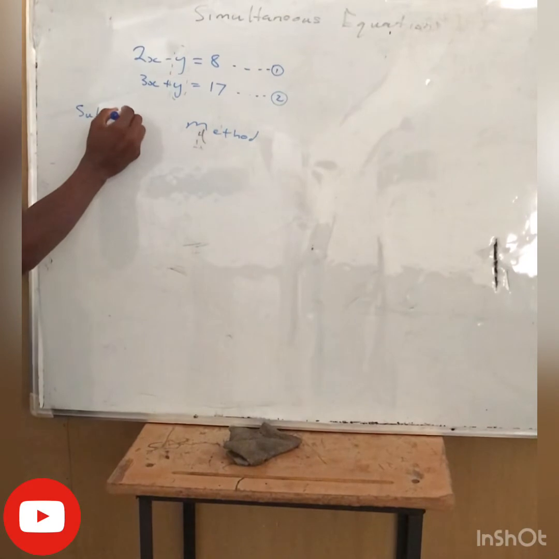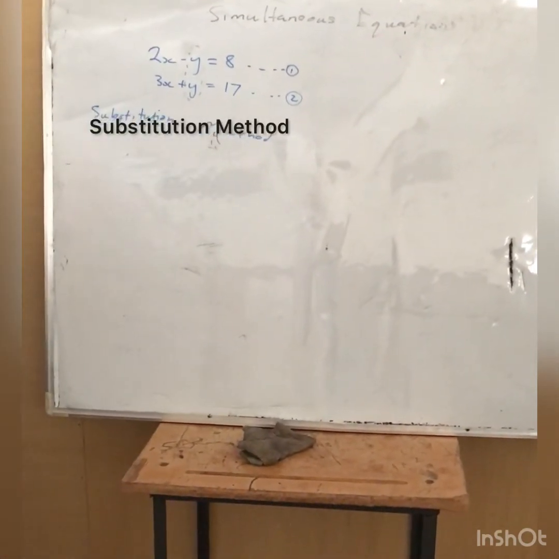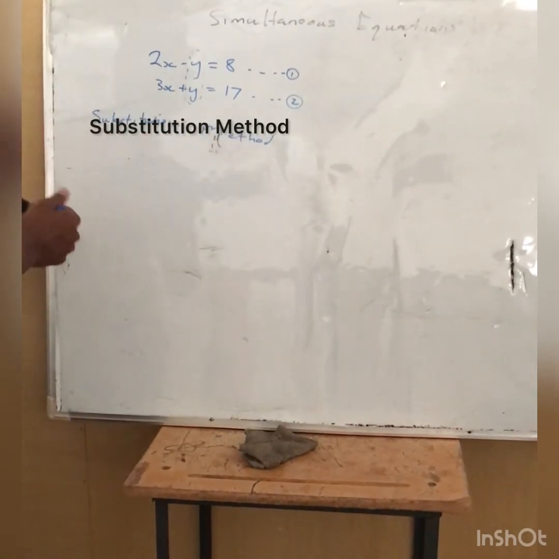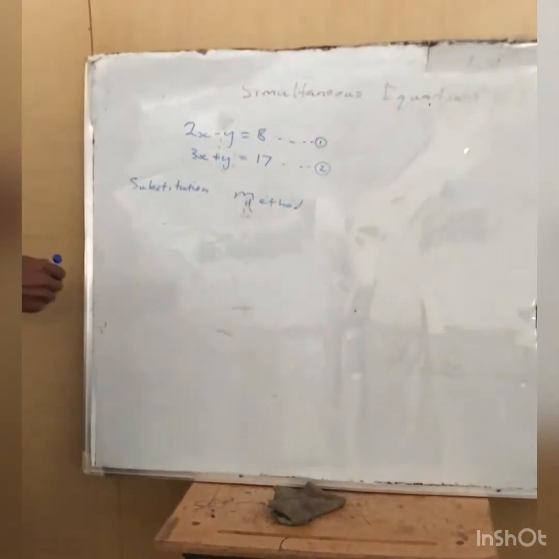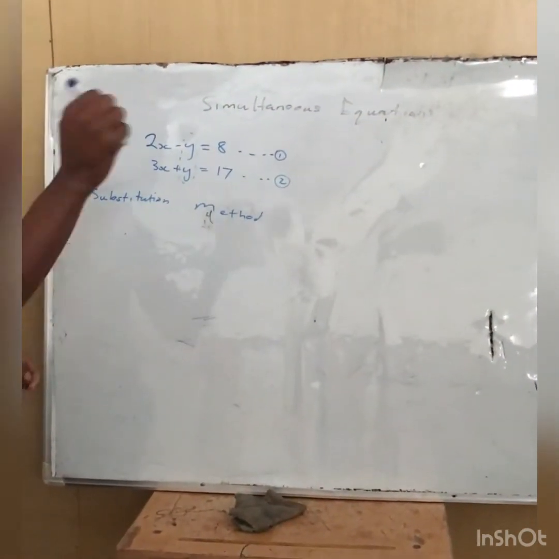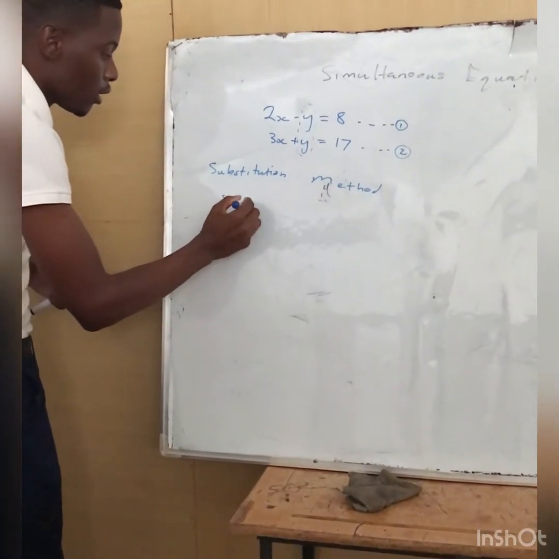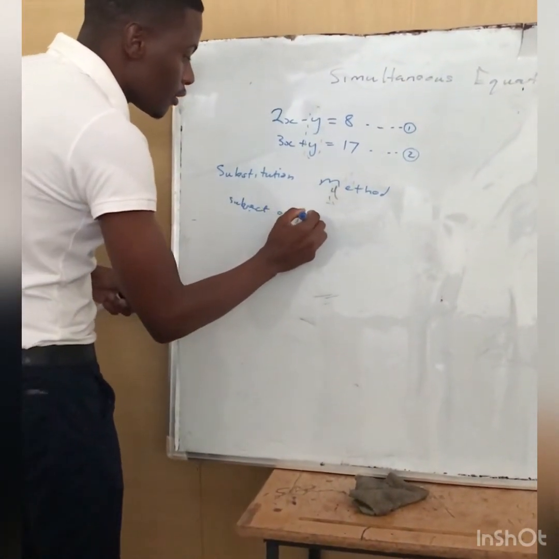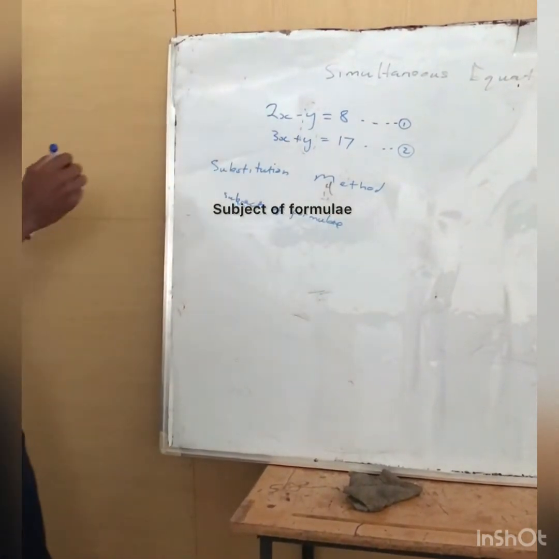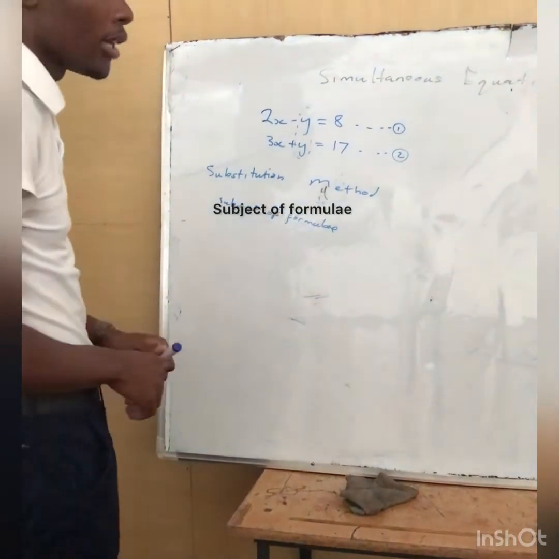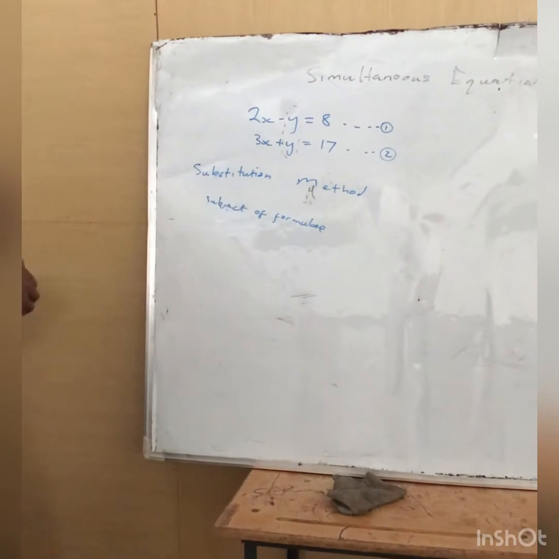Substitution method. So when we are dealing with the substitution method, the most important element for us to appreciate is making subject of formula. You can make one of the variables in any of the equations a subject of formula. Then you substitute that subject of formula into the other equation.